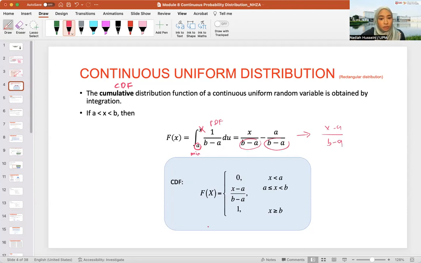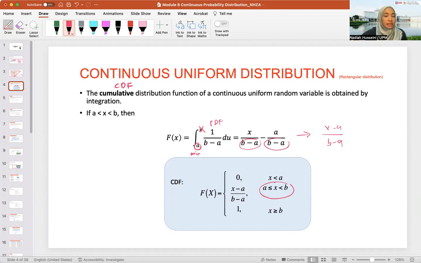So the cumulative distribution function for this distribution is 0 when x is less than a, and it is (x minus a) over (b minus a) when x is between these values. And when x is equal to or greater than b, it is 1.